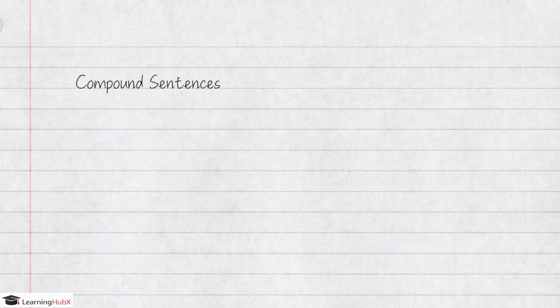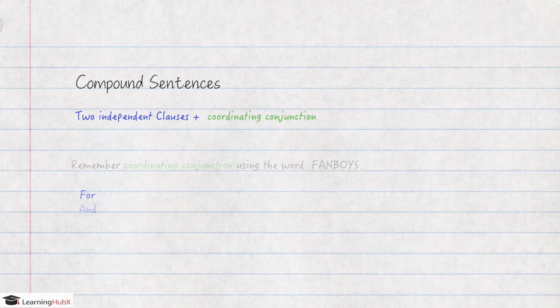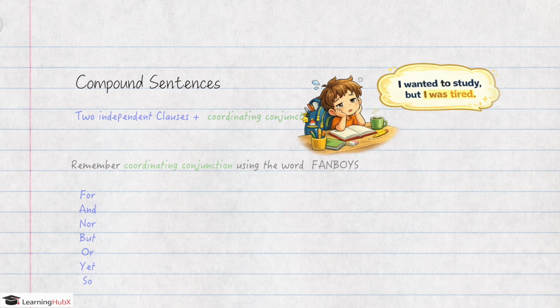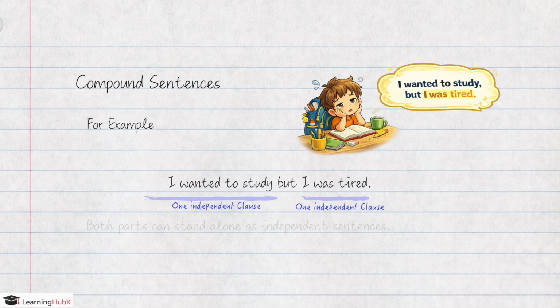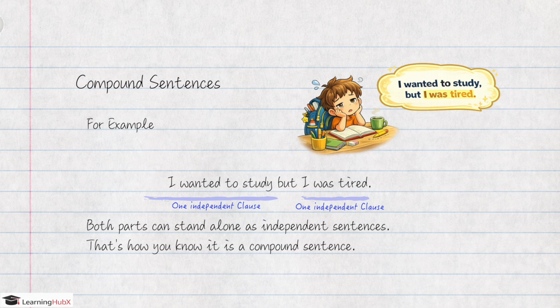A compound sentence has 2 independent clauses. These clauses are joined using a coordinating conjunction. We remember them using the word FANBOYS: for, and, nor, but, or, yet, so. For example, I wanted to study, but I was tired. Both parts can stand alone as full sentences. That's how you know it's a compound sentence.